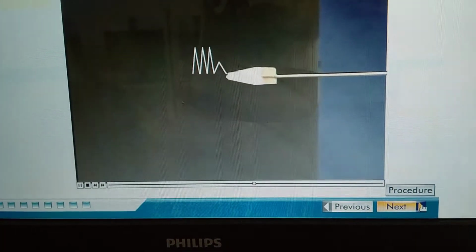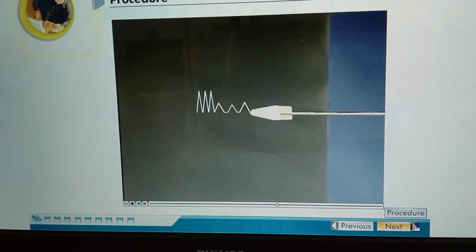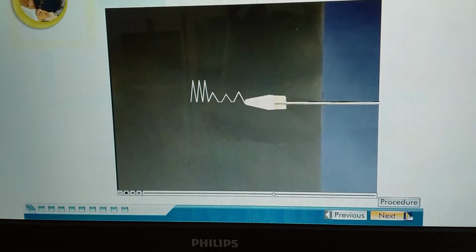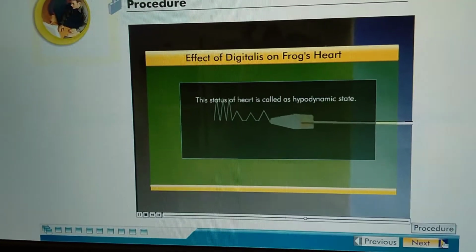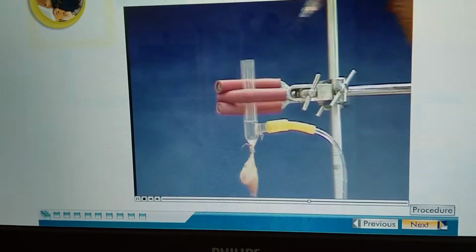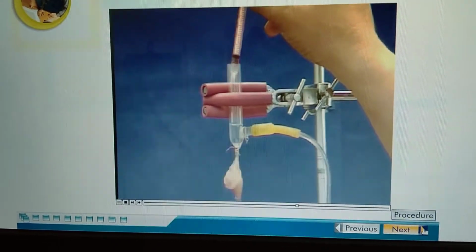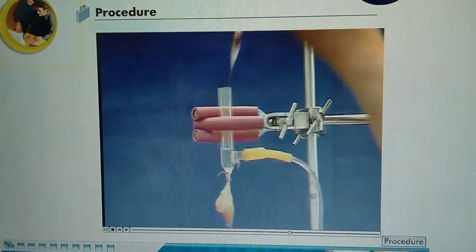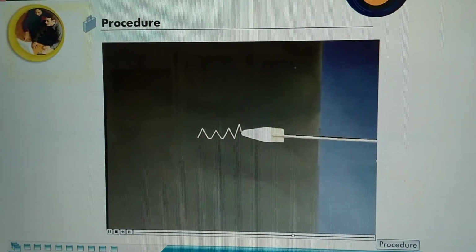You will now notice a decrease in contractility and rhythmicity due to modified ringer solution. This status of the heart is called the hypodynamic state. Now inject 0.1 ml each of digoxin and calcium chloride solution into the cannula.